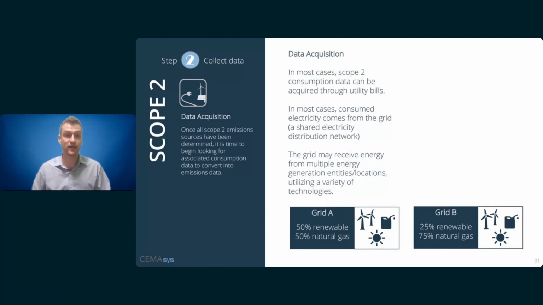In this case, grid A may represent a grid in Norway, while grid B would be in Boston. Grid A's electricity mix is 50% renewable versus grid B, where only 25% is renewable. If both our Boston and Norway offices used 100 kilowatt hours of electricity, but from their respective grids, the emissions from the Boston electricity use would be higher than the Nordic office use.